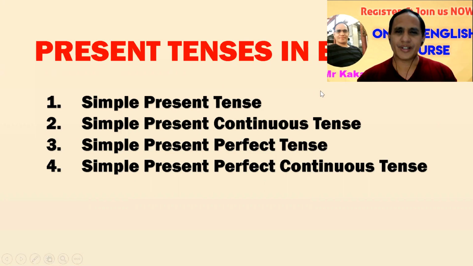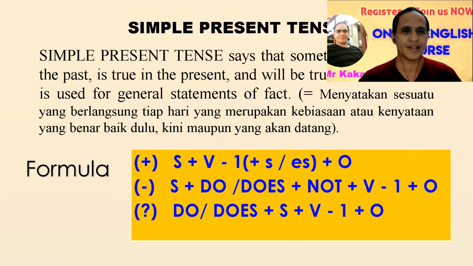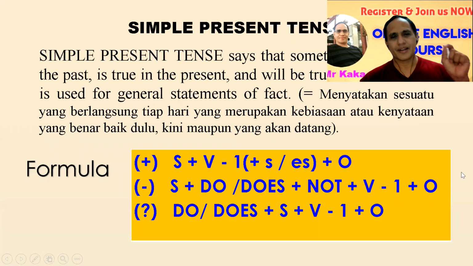In this occasion, I would like to explain the English tenses one by one. Let's start with the simple present tense. Simple present tense says that something was true in the past, is true in the present, and will be true in the future. It is used for general statements of fact.